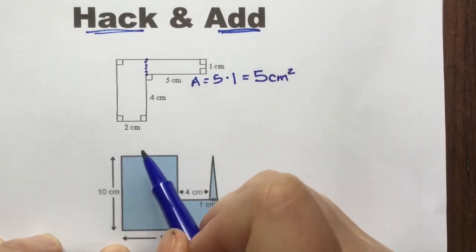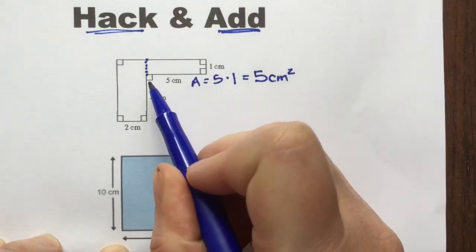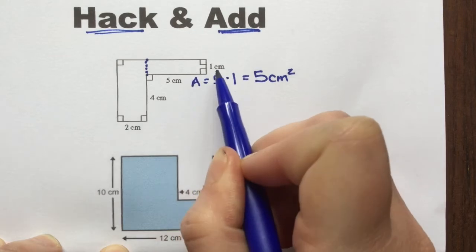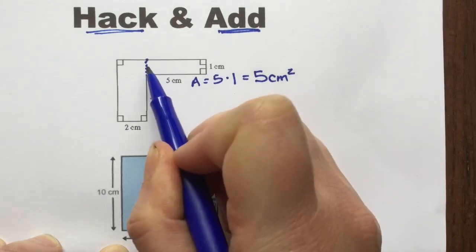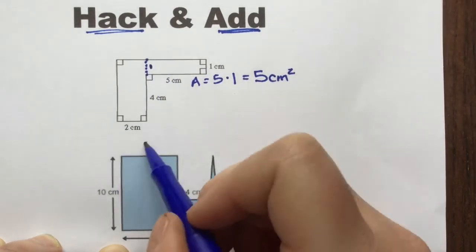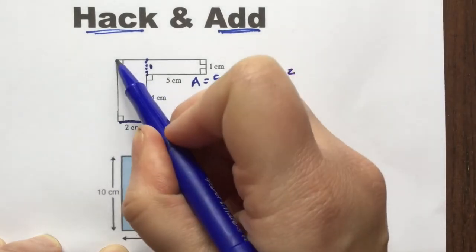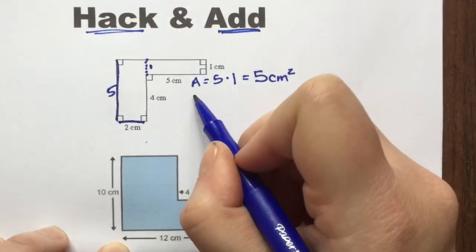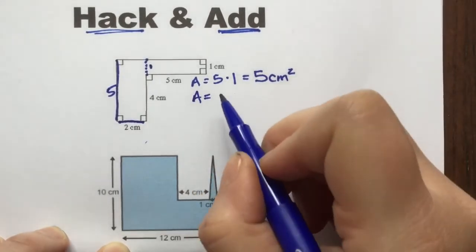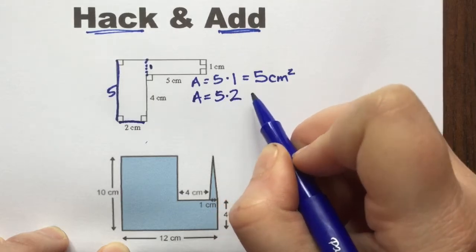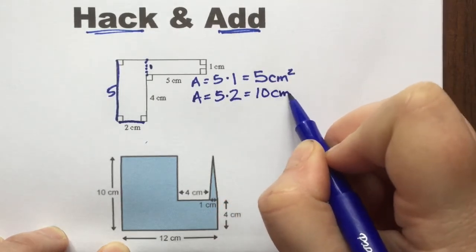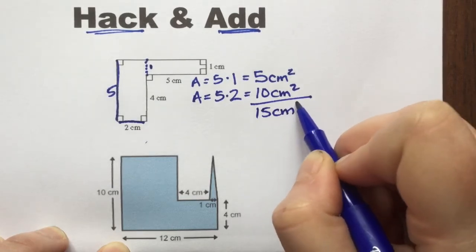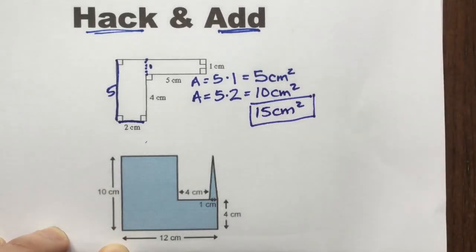Okay, this other one, you might think it's a 2 by 4, but keep in mind 4 is only the distance from that corner to this corner. So I have to look over here. This was 1, that means this extra piece is 1. So that means this is really a 2 by 5 rectangle. So the area of that second rectangle is 5 times 2, which equals 10 square centimeters. And then I add the two together to get 15 square centimeters for the whole shape.